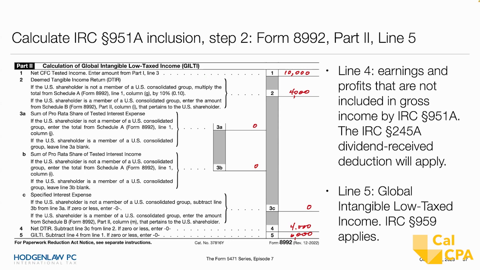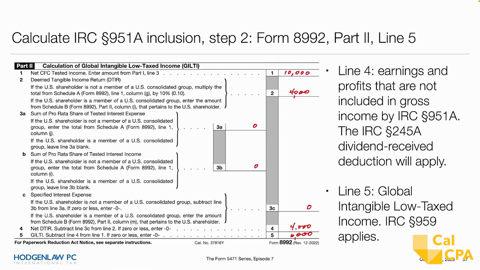And then line 2, this is, you pluck the $40,000 of qualified business asset investment off of the Schedule A of Form 8992, multiply by 10%, and you have line 2. And this is really all you need for the simple math of computing global intangible low taxed income. All the hard math is hidden away from you, for instance, in computing that 40,000 number that I just sort of hand waved into existence.